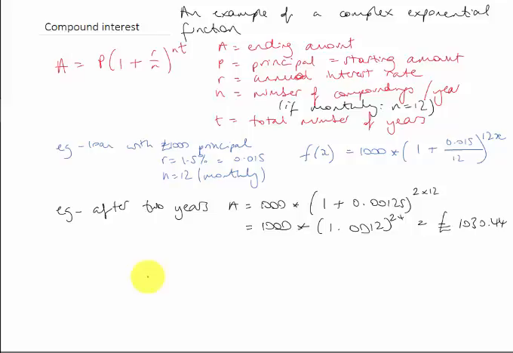But how about after 100 years? So then A is equal to 1,000 times (1 plus 0.00125) to the power 1,200, and that gives us £4,477.49. So that's just some evidence to prove that we should become vampires, and then we can all be fabulously wealthy.